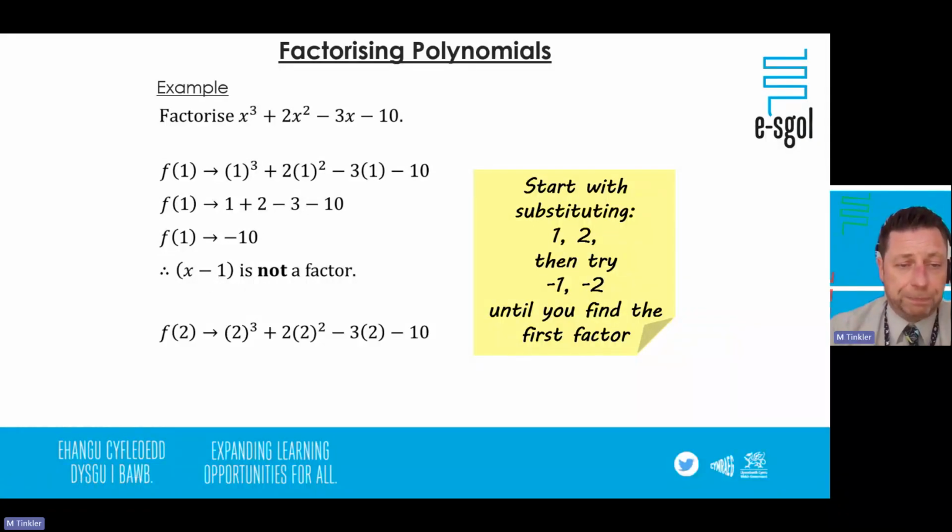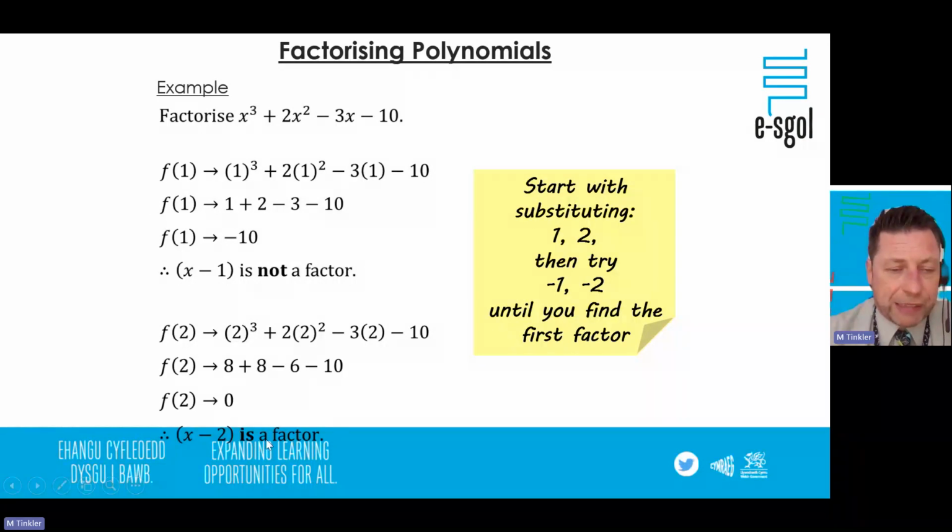Now we substitute 2 in. That does give us 0. This means that x minus 2 is a factor, not x plus 2. X minus 2, and I keep repeating this. The reason why is because x minus 2 would equal 0, x would equal 2. Right, now we know that x minus 2 is a factor, we can make a start on the question.